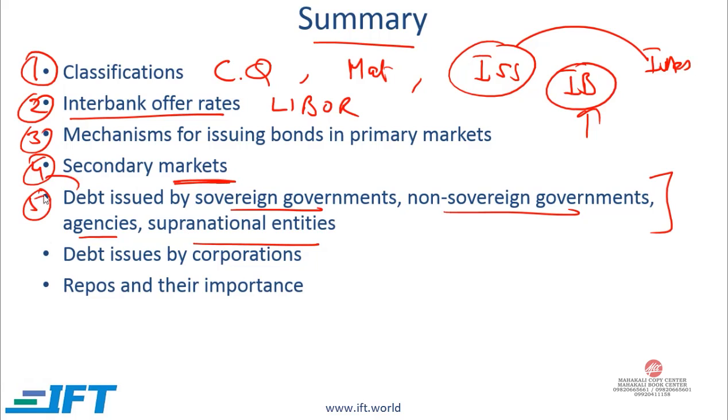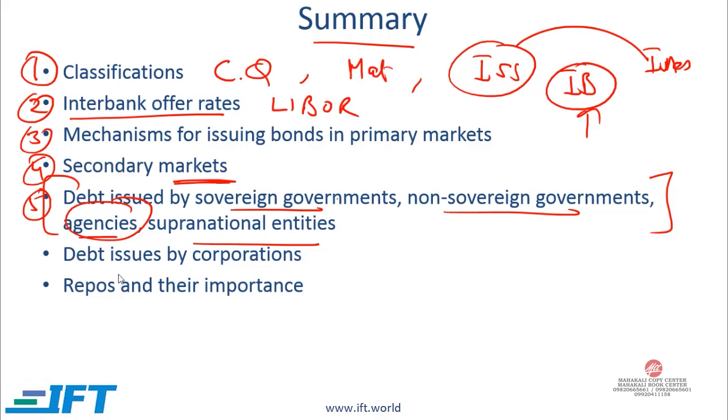The credit risk is generally the lowest with sovereign governments and non-sovereign governments. Agencies are entities that are created by governments. These agencies also issue bonds. Generally, their credit rating is low, but not as low as the credit rating of sovereign governments. And then supranational entities are entities like the IMF and World Bank.